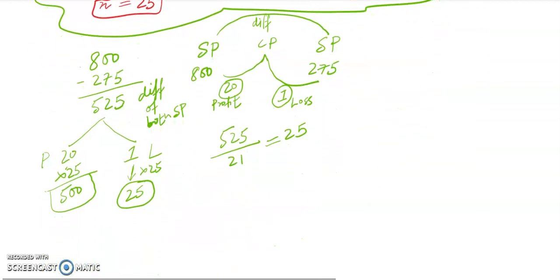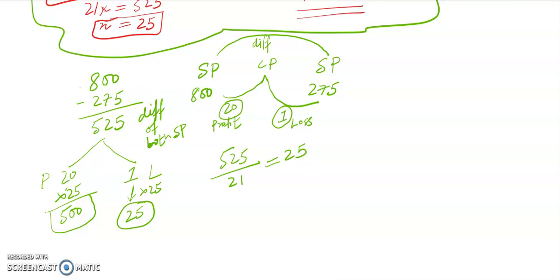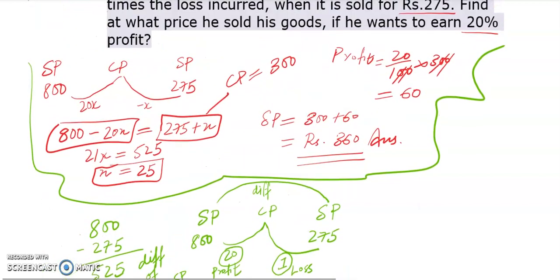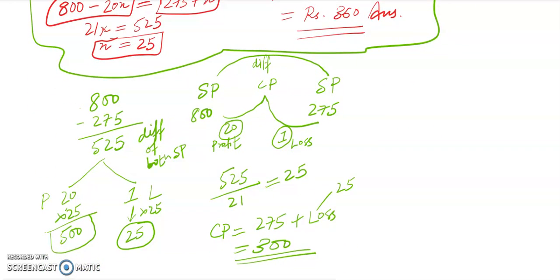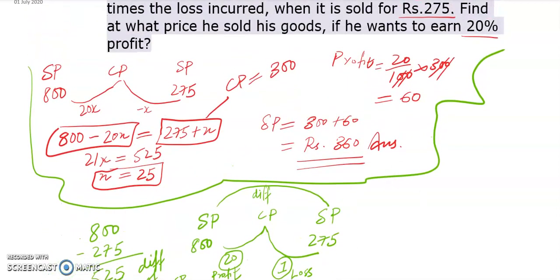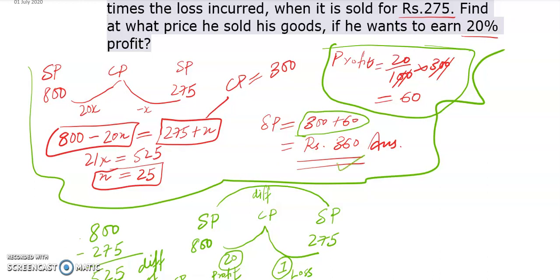Now in order to find the CP, we know that CP is equal to SP plus loss, which is 275 plus 25. So we get 300 as our CP. Now we can use the same method from now on. We will take the profit percent. 20% of 300 is 60, and we add it with CP, and we'll get our SP.